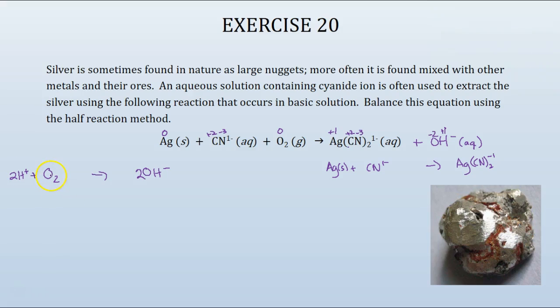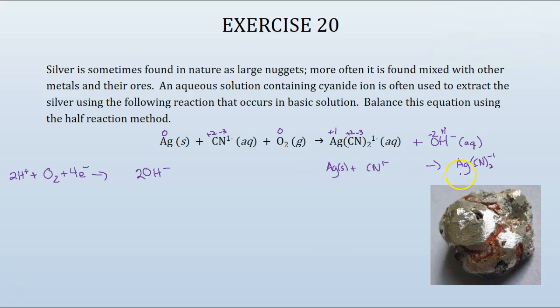Now I'm going from a 0 charge to a 2 minus charge. That means each oxygen is gaining 2 electrons. So there are 2 oxygens, so that means a total of 4 electrons are being gained. And that means 4 electrons are extra over here than over here. So I have to put the 4 electrons on this side. Everything is now balanced. So let's go to the Ag.